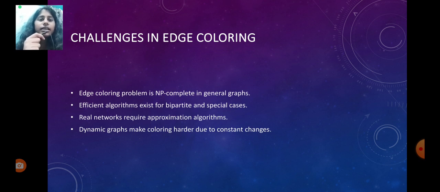Challenges in edge coloring. Here are a few challenges. The edge coloring problem is NP complete in general graphs. Efficient algorithms exist for bipartite and special cases. Real networks require approximation algorithms. Dynamic graphs make coloring harder due to constant changes.